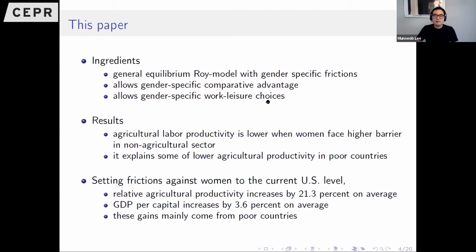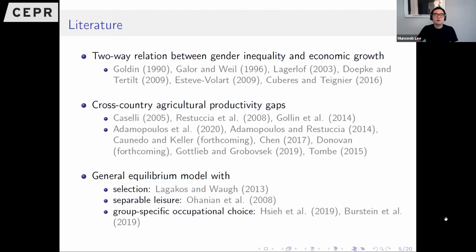Because of time, I cannot cover all the papers in the literature, and many of you in this room have contributed to the discussion about gender inequality, structural transformation, and agricultural productivity gaps. In the next slide, I will briefly explain how my general equilibrium model is related to the other papers. I will show you the general equilibrium model with selection. There are two sectors, an agricultural sector and a non-agricultural sector.